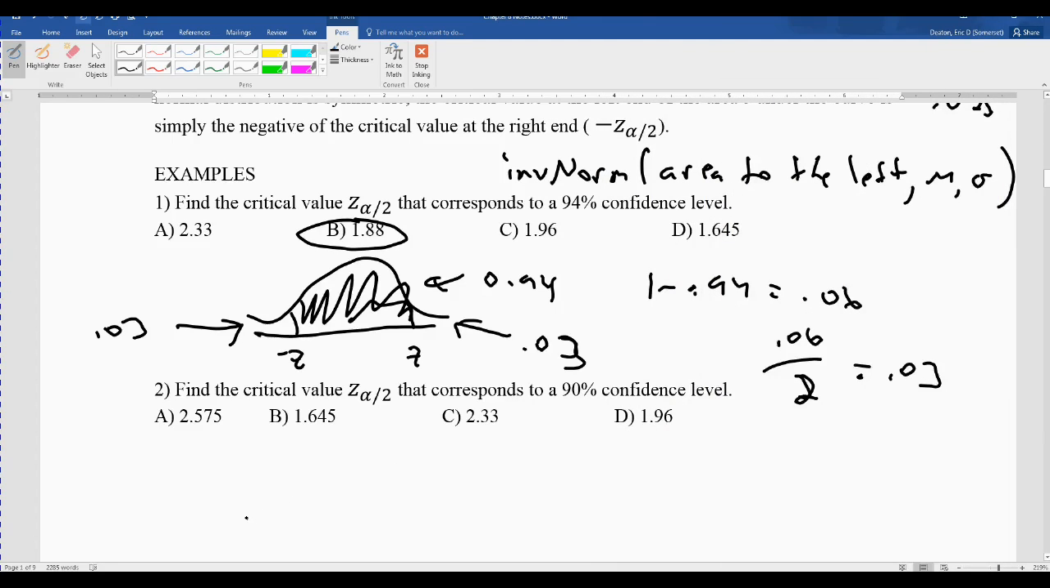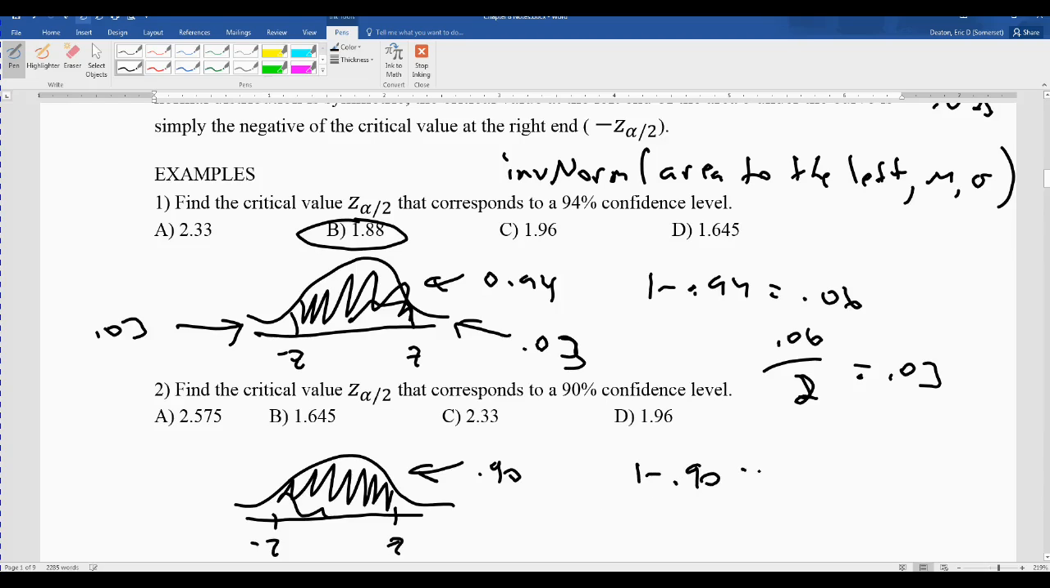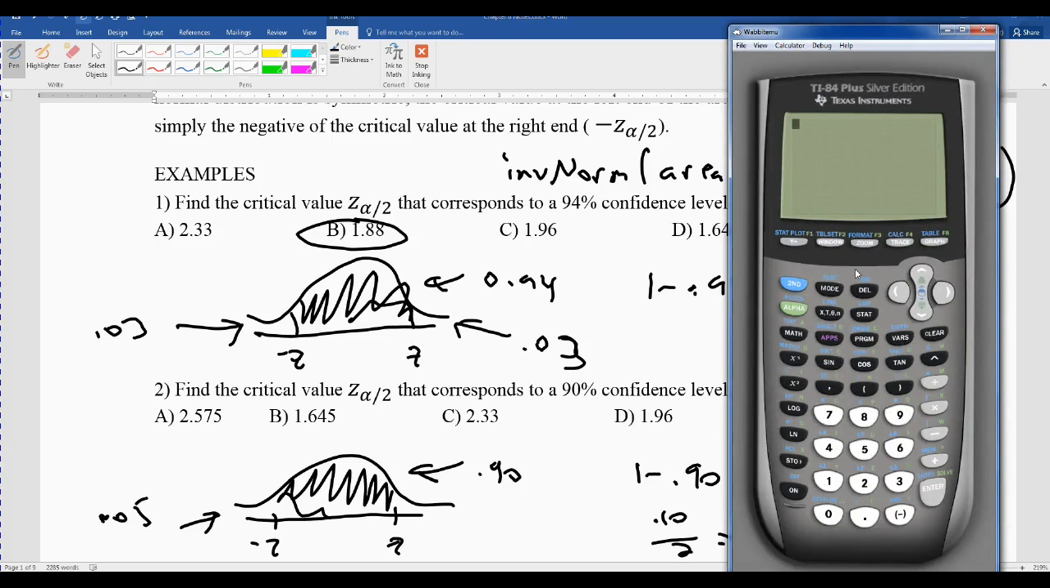Let's do this one. Same reasoning. 90% between these two z-scores is 0.90, and if you subtract that from 1, you get 0.1, and if you divide that by 2, which I probably shouldn't put equals there to be mathematically correct. If you take the 0.10 and divide by 2, you get 0.05. So we're looking at that area, 0.05. I need the area to the left because the inverse norm is the area to the left.